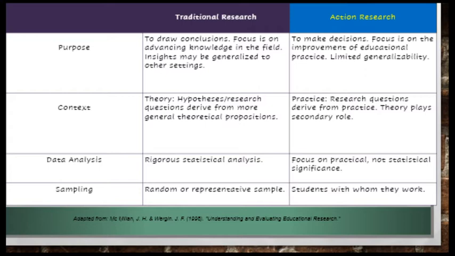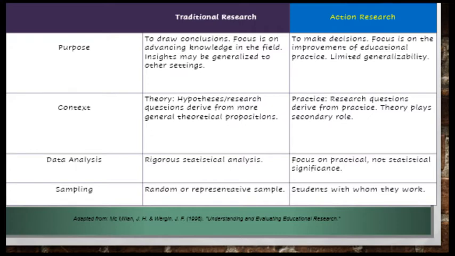Meaning to say, let's say, for example, the topic of interest that I mentioned a while ago, that in order for us to determine what learning strategies are effective for social science majors or social studies majors, then we can conduct an action research. The main reason for this is to improve the educational practice, and it has only limited generalizability, meaning to say it is only limited to social studies majors.